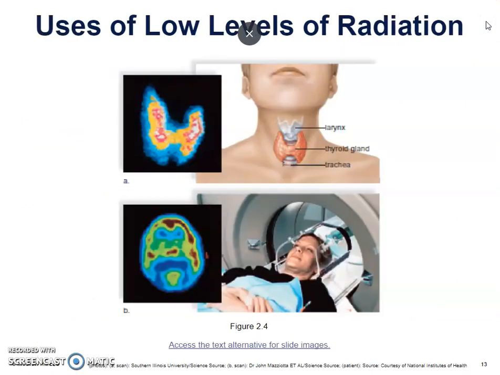We also use radiation in medical treatments. Cancer treatment is a very popular one. When a person has cancer, they will treat it with radiation, which damages the tumor or the cancer cells and causes them to die.